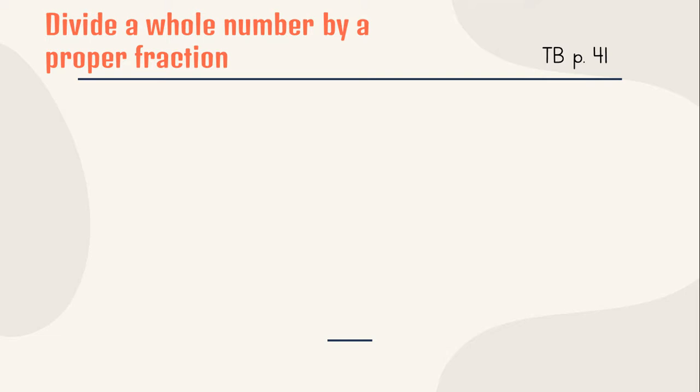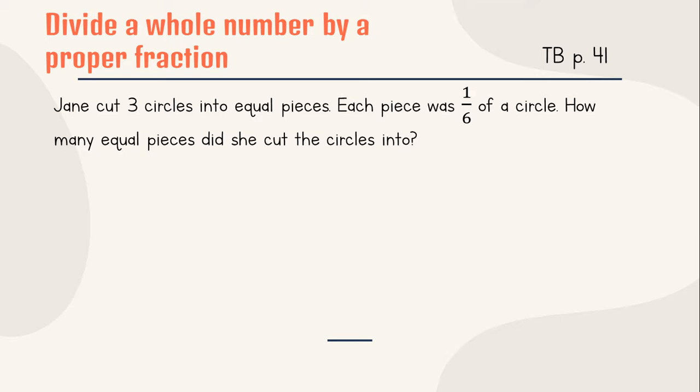Please look at your textbook, page 41. We're going to discuss it from there. Jane cut 3 circles into equal pieces. Each piece was 1 per 6 of a circle. How many equal pieces did she cut the circles into? So Jane has 3 circles cut into equal pieces. Each piece was 1 per 6. Remember, how many equal pieces did she cut circles into?